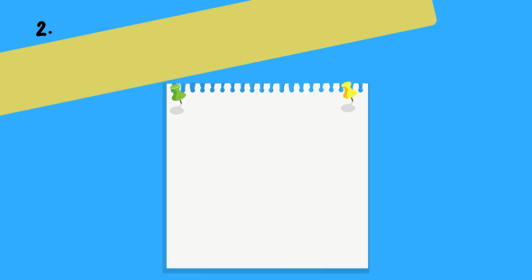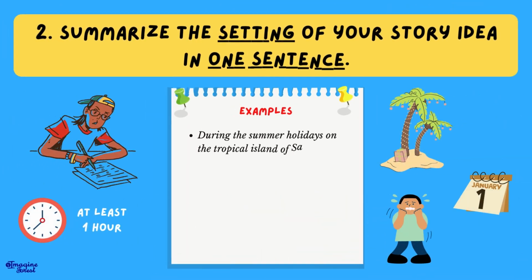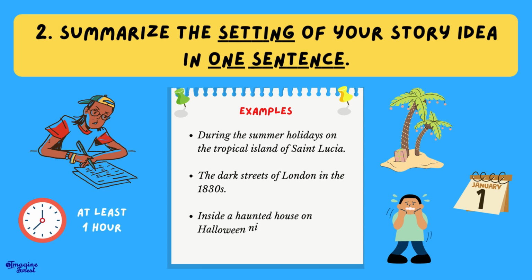Step 2. Summarize the setting of your story idea in one sentence. The setting could refer to a physical location, time period, or even the mood of the story. Take a look at these examples. During the summer holidays on the tropical island of St. Lucia, the dark streets of London in the 1830s, inside a haunted house on Halloween night. Again, you should spend at least 1 hour on this step.